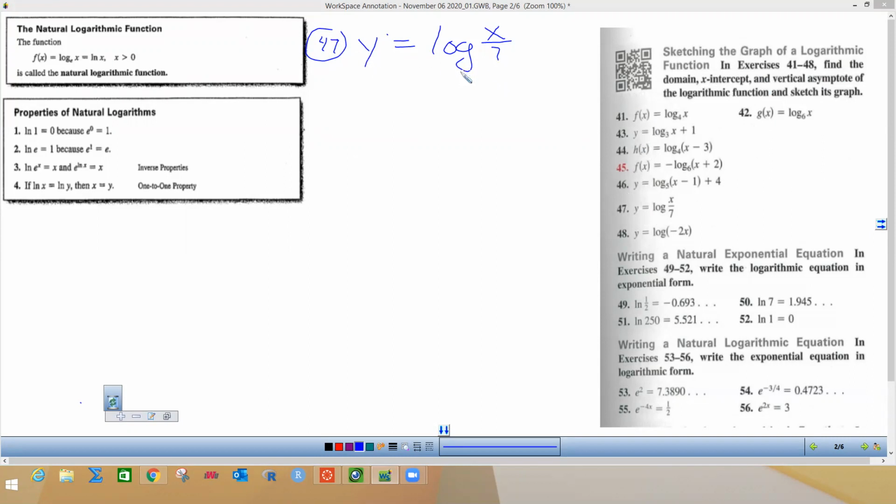The first thing I notice is there's no log base. There's no number there. Does anybody remember from the last day what that means the base is? That means the base is 10. So I'm going to go ahead and put a 10 in here, even though they didn't write it in there, there's a base 10 here. And they didn't put this, but this whole thing is in parentheses, because it's the log base 10 of x over 7.